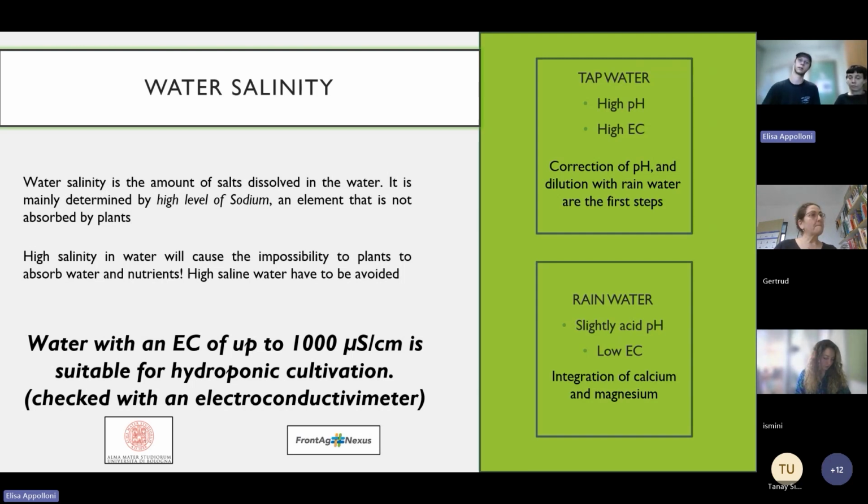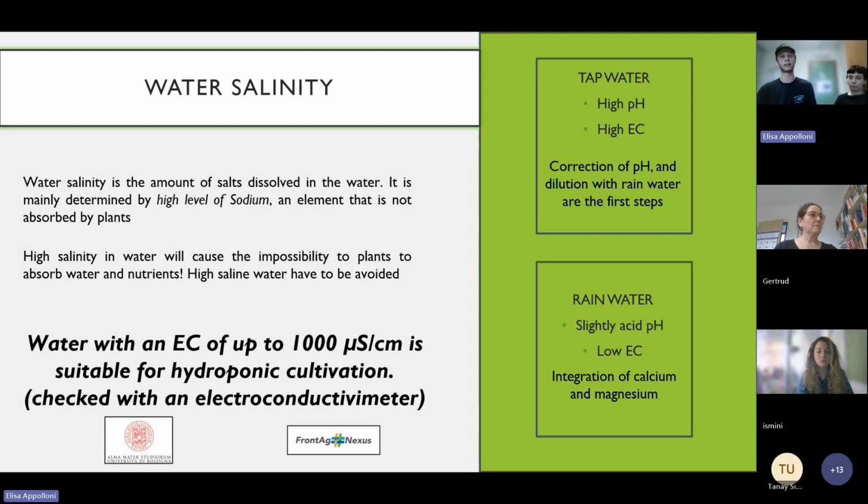On the other hand, the rainwater has got a slightly acidic pH and a very low electroconductivity. And so, if we are using rainwater, the integration of calcium and magnesium may be required for some crops. To do so, we can dilute the rainwater with some tap water, which will contain for sure some calcium. Otherwise, we can buy calcium and magnesium and integrate them as salts.